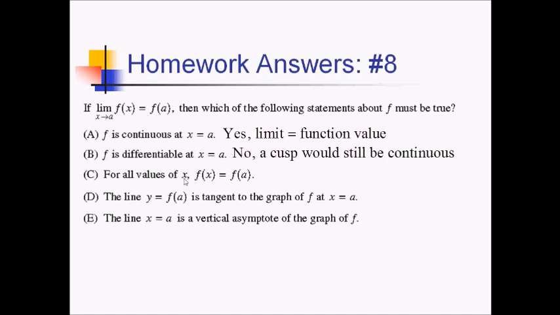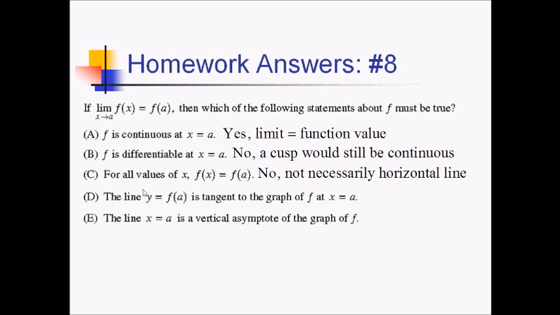This next one is saying for all values x, f of x equals f of a. Well, f of a is some constant. So we're basically saying the function equals the same y value no matter what. So we're saying we have a horizontal line. And this is a no. It's not necessarily true that we have a horizontal line. The limit and the function value could match up with pretty much any other continuous function like a slanted line.